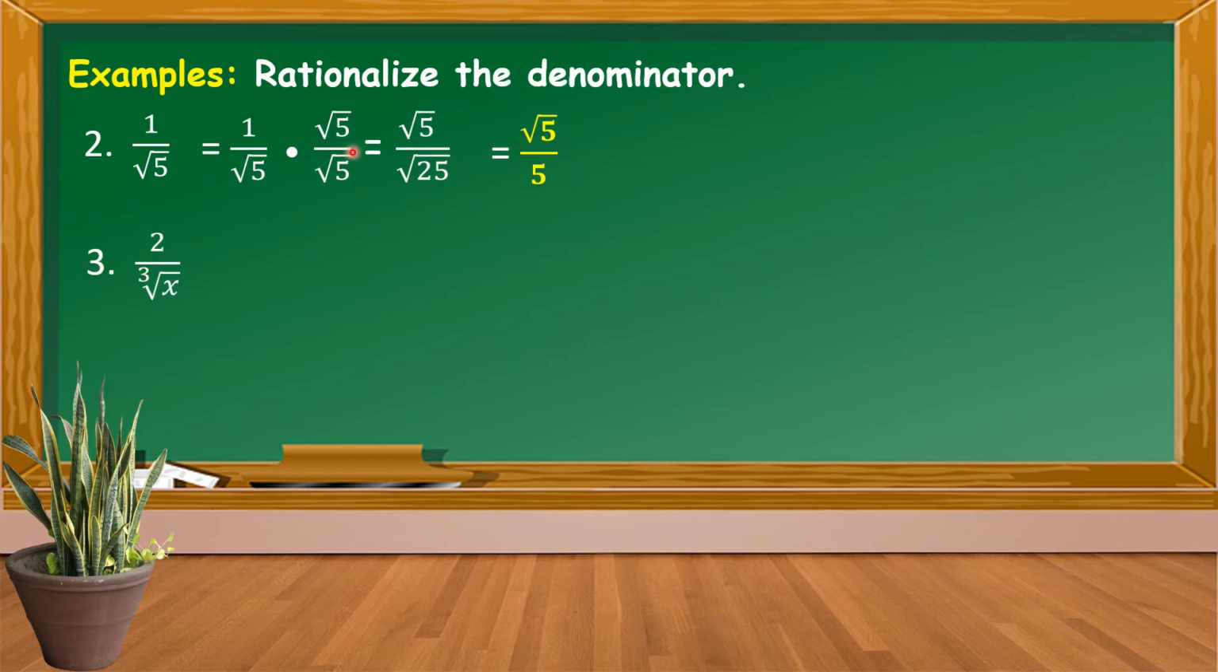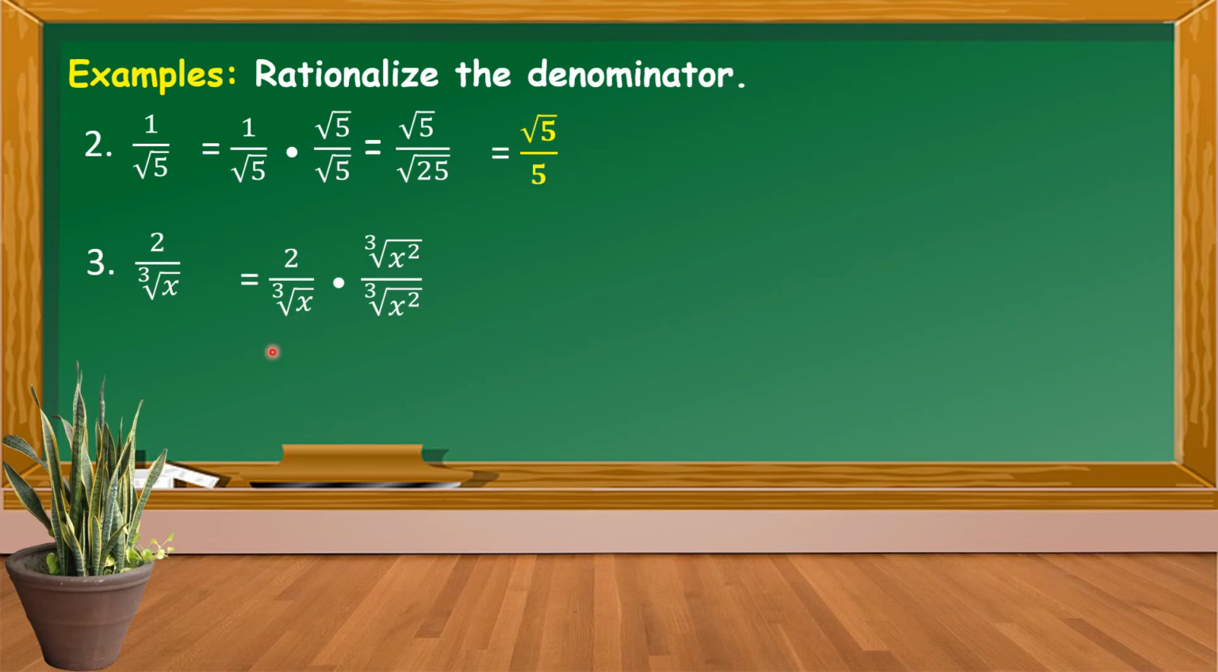Number 3, 2 divided by cube root of x. So, the same, the denominator has a radical. So, we are going to multiply the numerator and denominator by this radical. So, we have 2 times the cube root of x squared over cube root of x times the cube root of x squared. Bakit may exponent na 2?